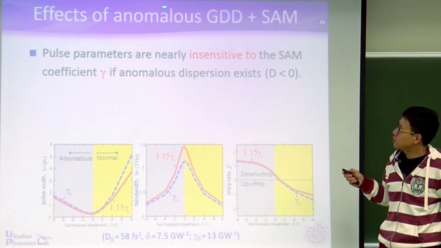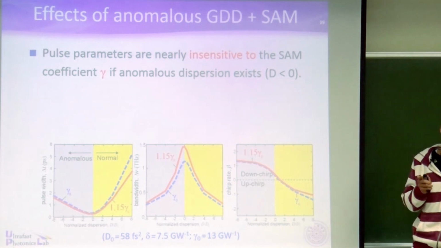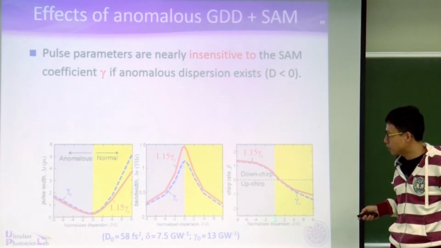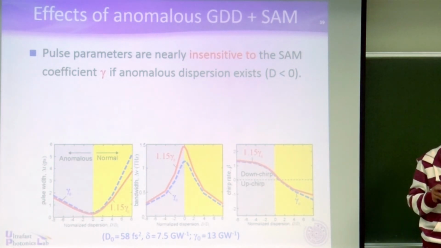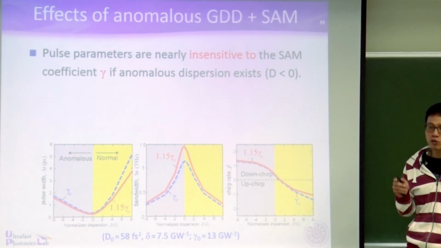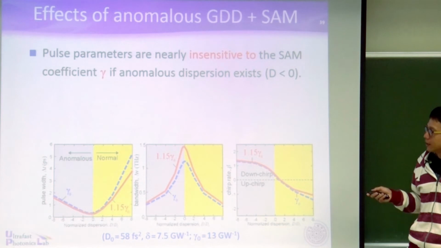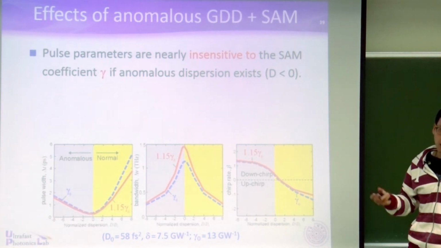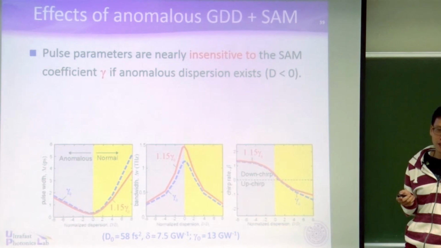Effects of anomalous GDD and self-amplitude modulation, not self-phase modulation. Okay. So here, the three horizontal axes are about SAM, not SPM. This is amplitude modulation. The pulse shortening effect we expect from SAM, right? If it is normal dispersion, they are quite intuitive. But if it is anomalous dispersion, you can see a very different story.